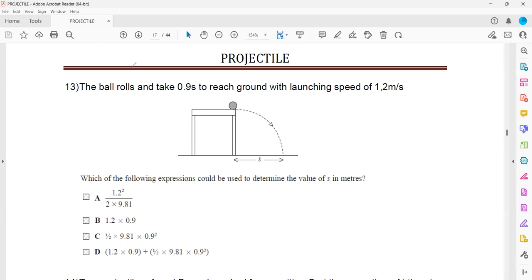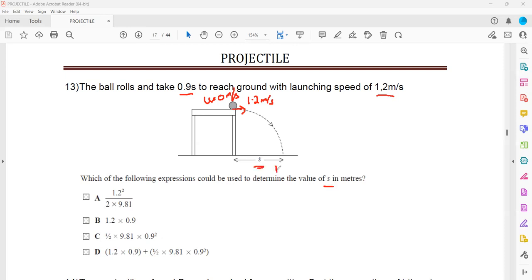So the ball rolls and takes about 0.9 seconds to reach the ground with a launching speed of 1.2 meter per second. So the speed at which it is launched is 1.2 meter per second. It's only the horizontal speed. What about the vertical speed? If it is launched from a certain height, as you can see, there is no component of the vertical motion. So the vertical motion is zero. All is horizontal. There is no vertical in the beginning. Which of the following expressions could be used to determine this range?